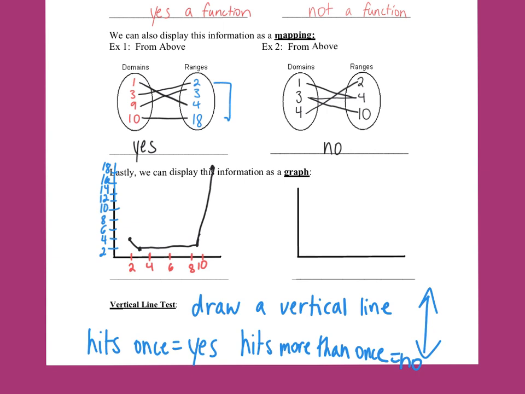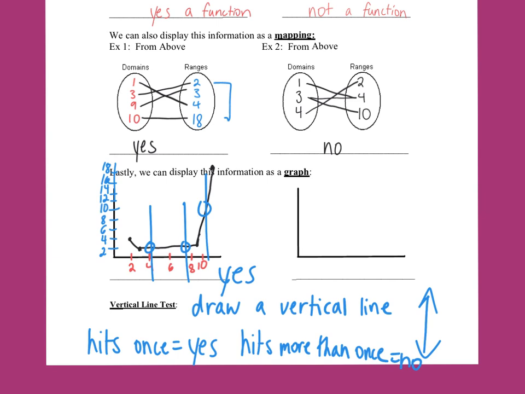Okay? This is not the greatest example because I don't like how that line sort of looks vertical, but this actually goes from 9 to 10, so it's not straight up and down, okay? But if I draw a vertical line through anywhere in this graph, how many times does it hit? Just once, no matter where I draw it, okay? So therefore, this is a yes. If there was any point on that graph where it hit more than once, it would be a no.